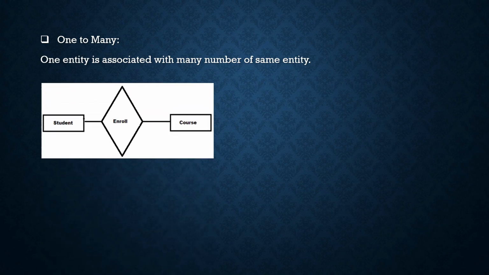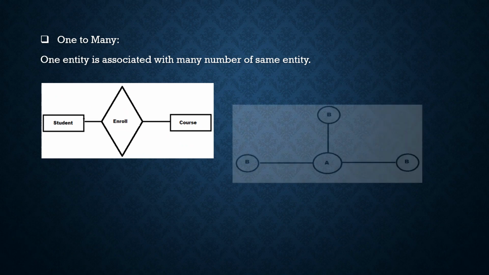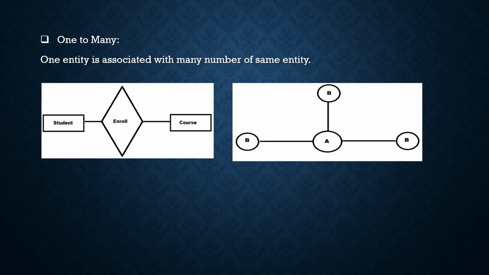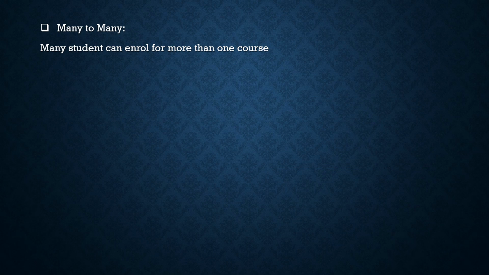And the diagram is like this. Student enrolls in a course. One student can enroll in many courses. Here many courses are there, and A is a student that is connected to many other courses. That is a one-to-many relationship. And the next one is many-to-many.